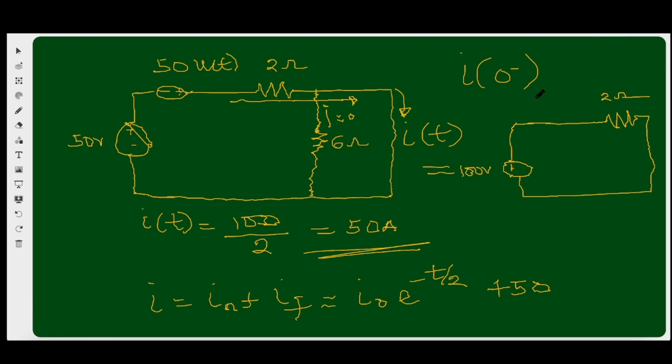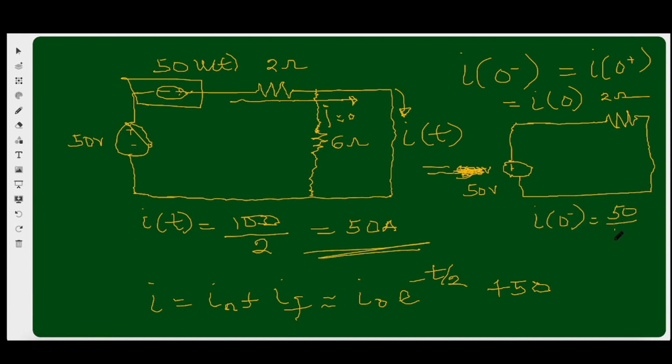When it turns to 0 plus, that is after 0, it is still the same thing as I of 0. So we have to get I of 0 minus, which means we remove this source. This will not be 100 again, this will now be 50 volts. Of course, I of 0 minus will now be 50 divided by 2, which is equal to 25 amperes. You can see how simple that is. So I of 0 is 25 amperes.